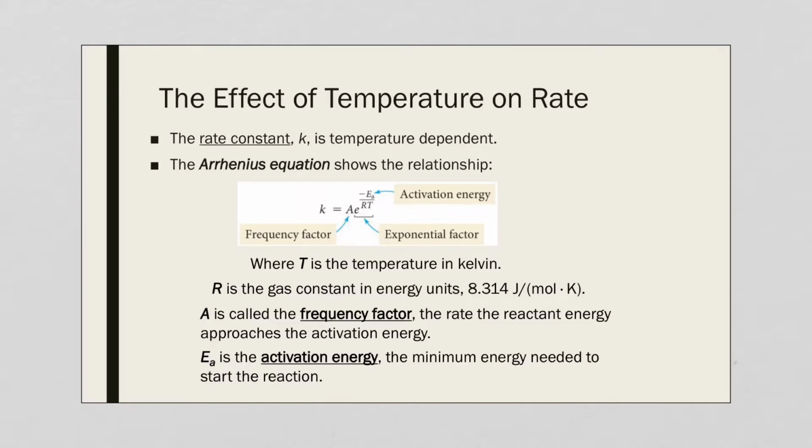Now, one thing that does affect the rate constant is the temperature. So the rate constant is temperature dependent. As long as we're operating at the same temperature, the rate constant is constant. And this is oftentimes why, when you look at kinetic data, they will specify what the temperature is in the reaction, because that will affect what the rate constant is.